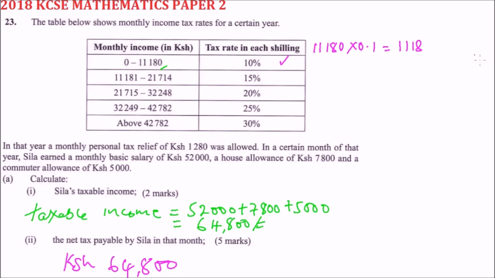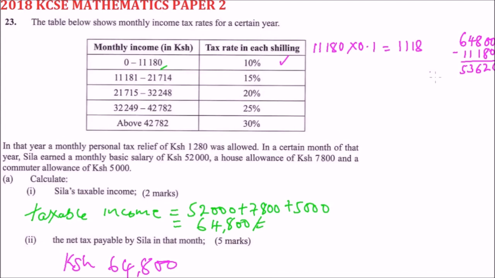Then we will calculate: taxable income is 64,800. We subtract the amount in the first bracket, which is 11,180. We subtract from taxable income, and we will be left with the amount remaining.